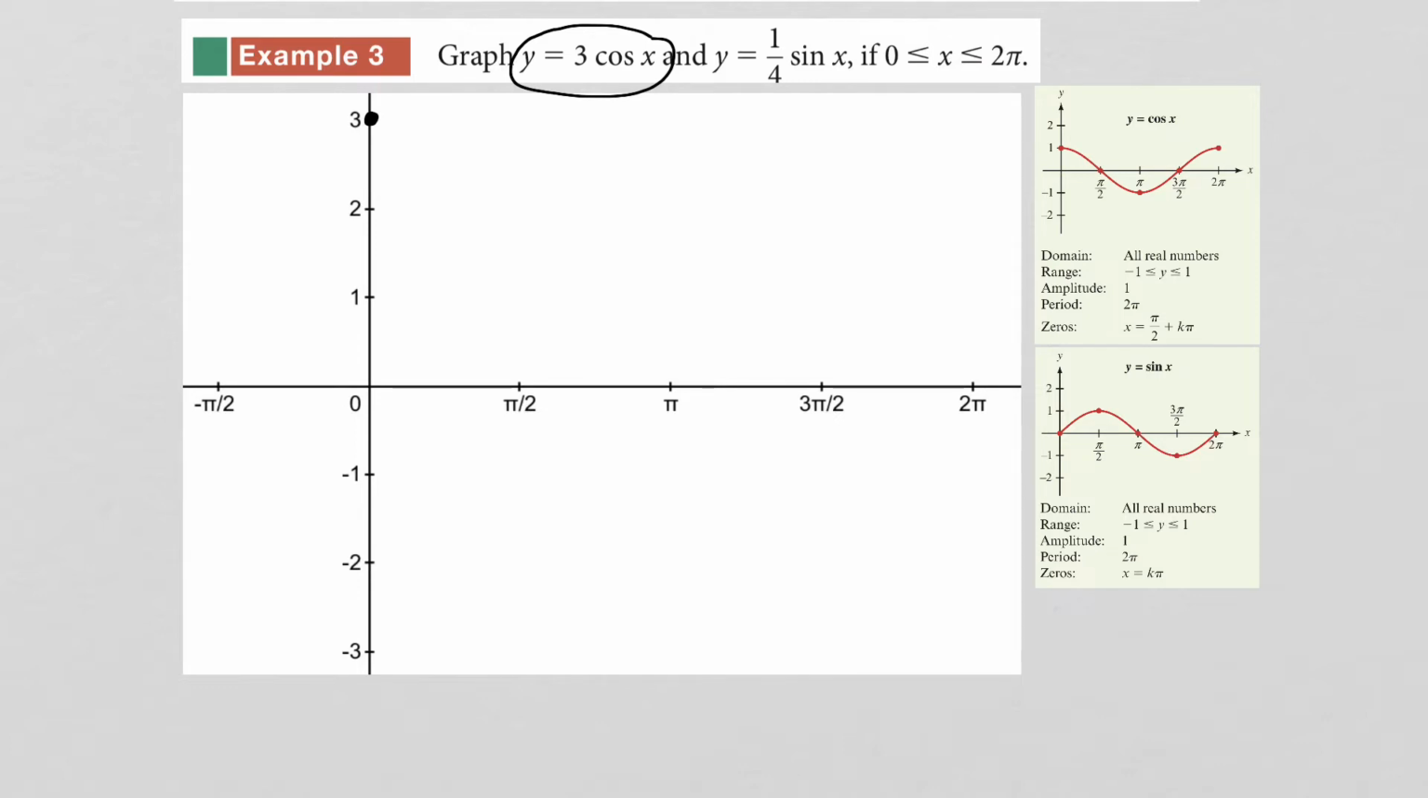Now we know that at pi over 2, cosine is 0. At pi, cosine is -1, but now it's going to be -3, again, because the amplitude has been magnified here. And at 3 pi over 2, it's 0. And at 2 pi, it's back up at 3 again. So the graph of 3 cosine of x, when you sketch it out, looks like this.